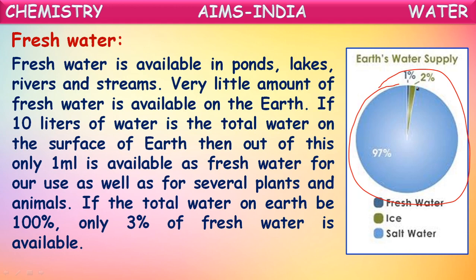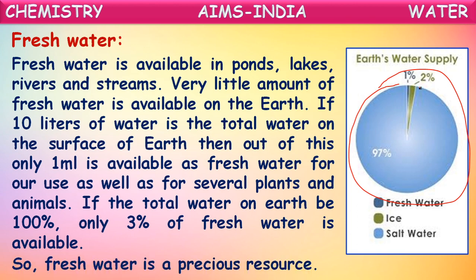Even in this 3%, if you observe, 2% of the water is in glaciers, in the form of ice. So out of this 3%, 2% is in ice form, and only 1% is available in fresh water form, which we are using nowadays. Now we can understand how small a quantity of water is available on the surface, a very rare quantity. So we have to use this water very carefully as it is precious. Fresh water is a precious resource.